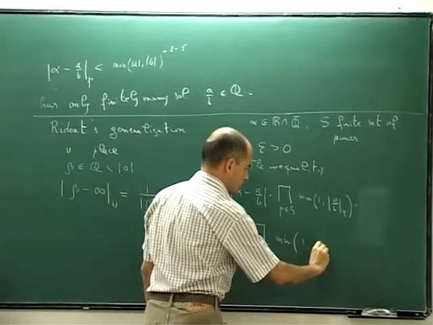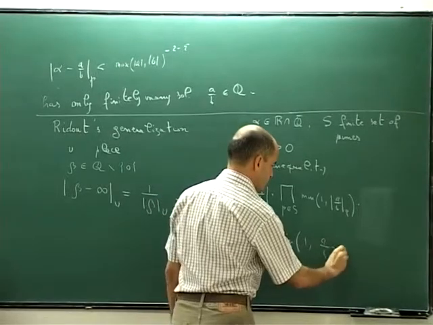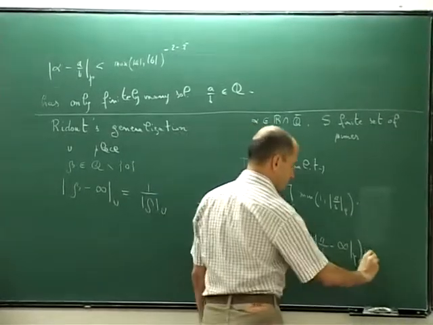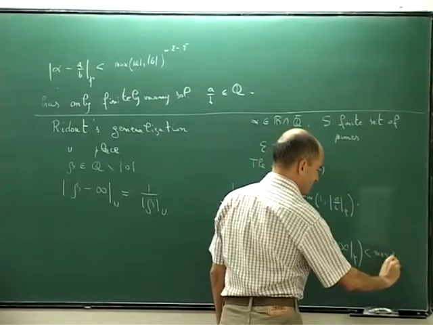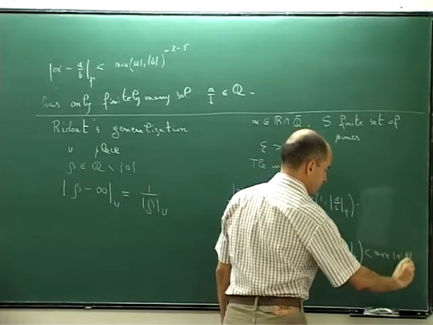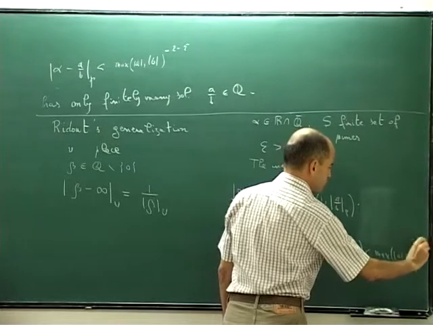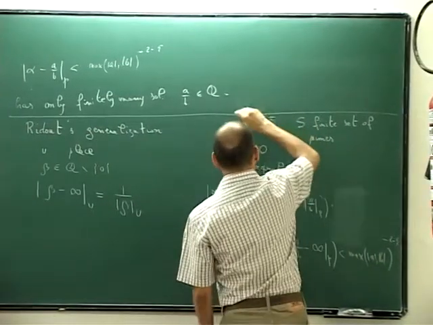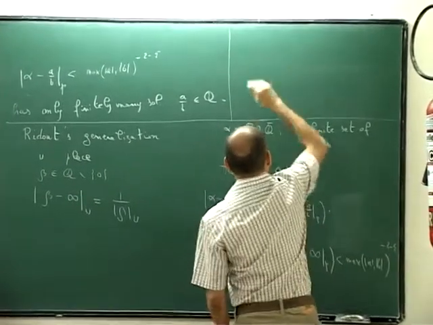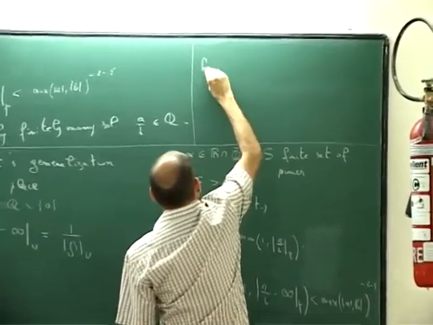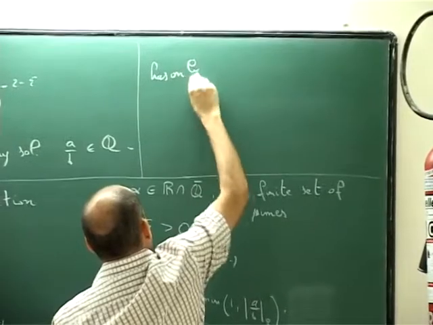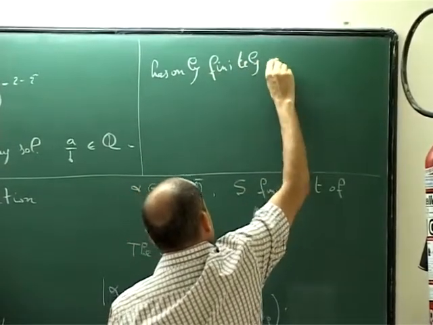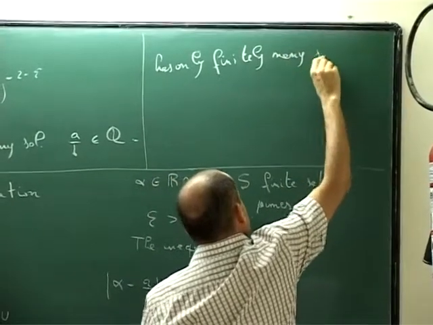One and the distance to infinity less than the maximum of A and B to the minus 2 minus epsilon has only finitely many solutions.